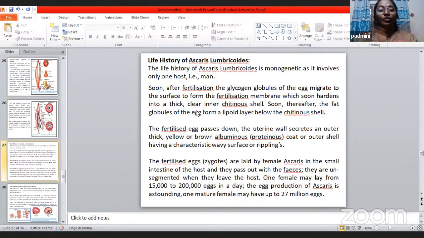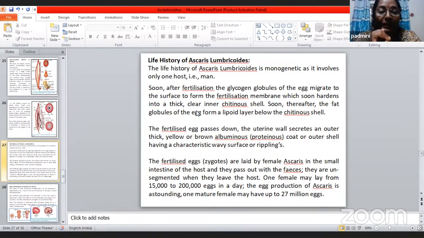Coming to life history. So this is what we were talking about, all the different organs in the Ascaris. Any doubts, students, up till now? Did you understand all these developments over there? Or do you have any doubt? Ma'am. No problem. Okay.